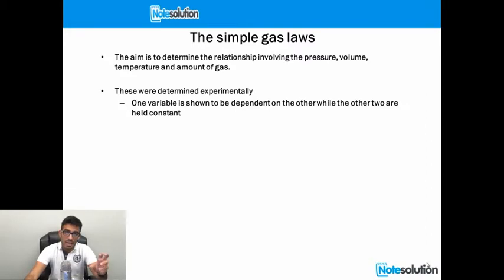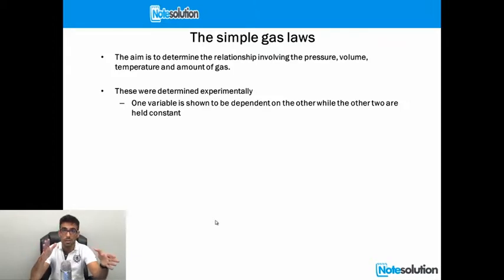So the aim behind the gas laws they came up with is to determine the relationship involving pressure, volume, temperature, and the amount of gas present. So we have four components: pressure, volume, temperature, and amount of gas. These relationships were determined experimentally, of course, and not by one person. Instead, it was a sequence of experiments.